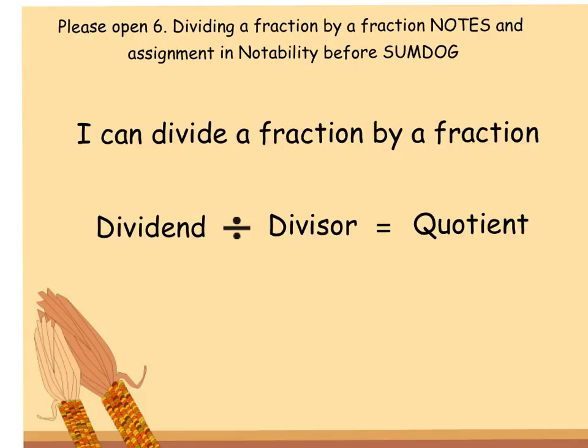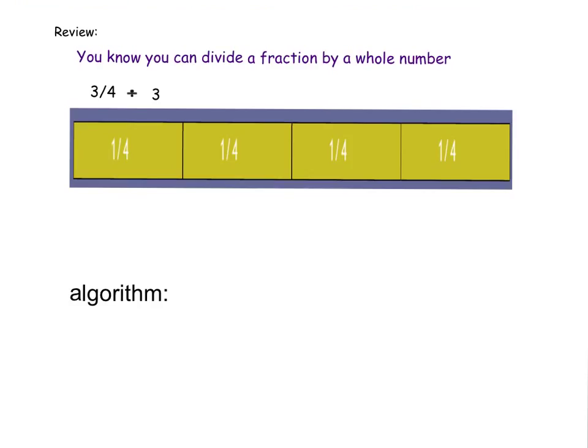So let's say I had 12 divided by 2 equals 6. The dividend would be 12, the divisor, what we're dividing by, is 2, and the answer to a division problem is called a quotient. So just some vocabulary for you. Let's start with a little bit of a review.